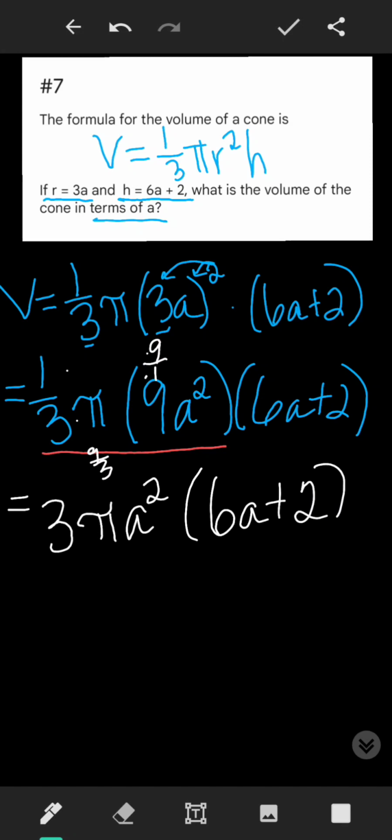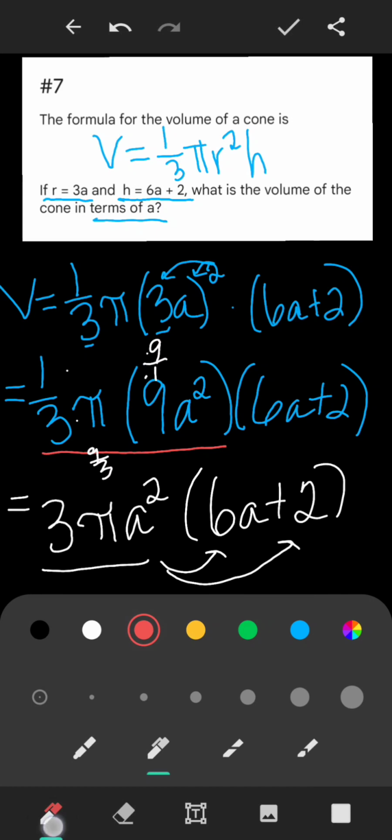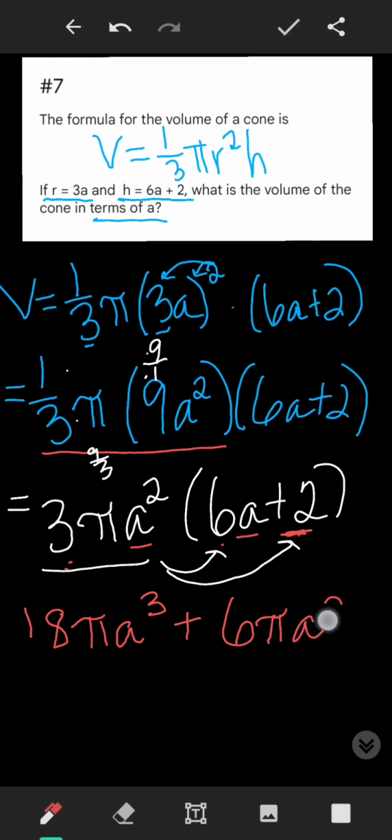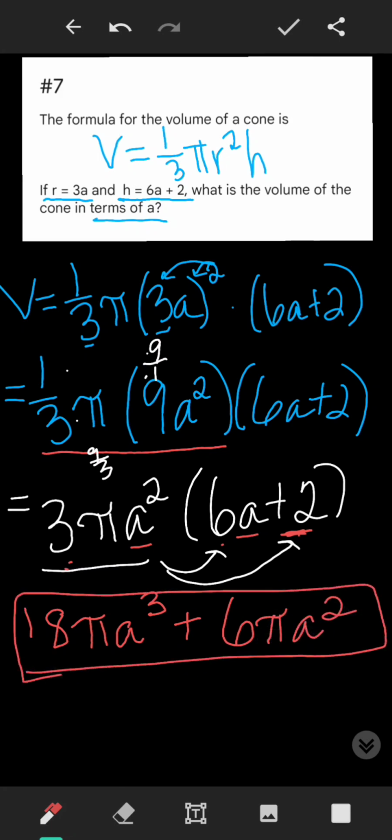Now we're going to multiply all of this times both of the terms inside the parentheses. That means I'm going to have to multiply that twice. Let's do our first set, number times number, and then we'll do the letters times the letters. So I have 3 times 6, which is 18. Pi comes down. A squared times a, which will give me a total of a cubed. Let's do the second term. Now I'll do 3 times 2, which is 6. Pi, and then a squared, since there's not any other a terms. And that'll be your final answer. 18 pi a cubed plus 6 pi a squared.